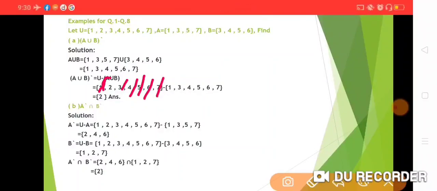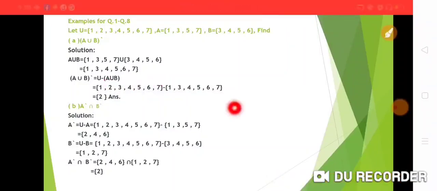So A union B whole complement is 2. Now the next example is A complement intersection B complement. What we do is first take A complement and then B complement, and then afterward we take A complement intersection B complement.